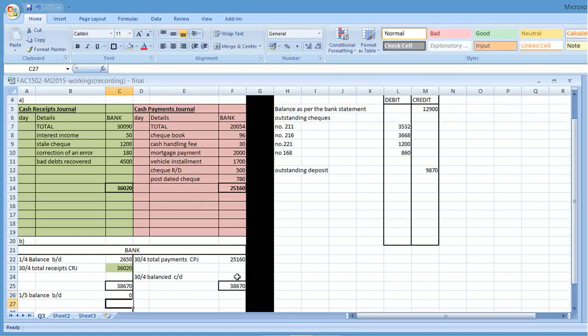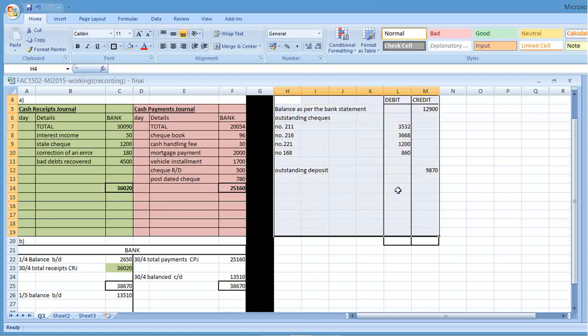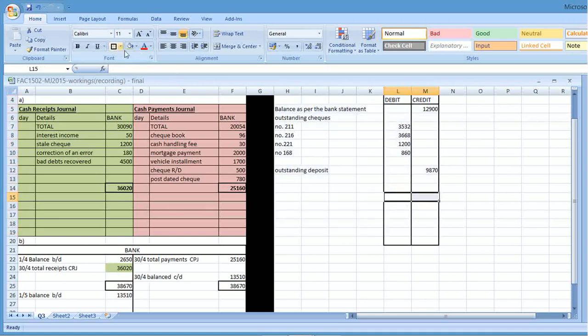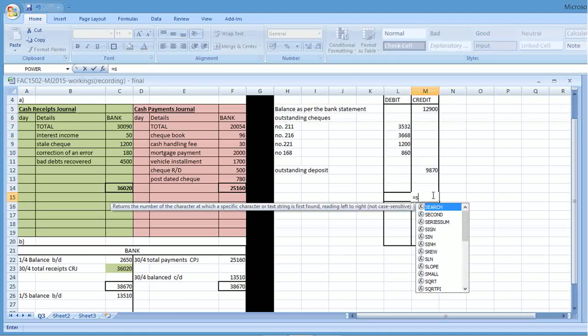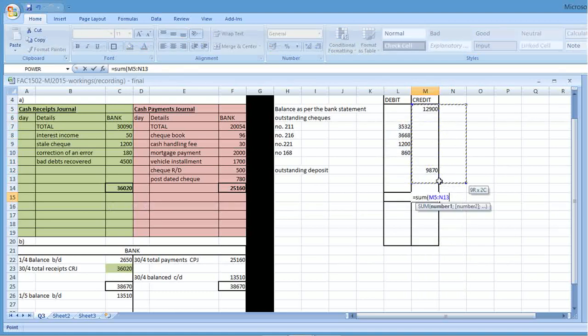And I'm going to bring down that balance, which is the difference between those two amounts: 13,510. The last bit is to check if your bank recon balances as well. So I need to draw a total column there. I can see this side looks bigger than that side. So if I sum up the credits, I want to see that total on both sides.